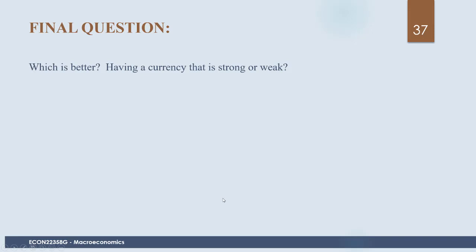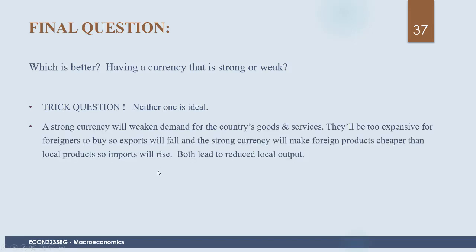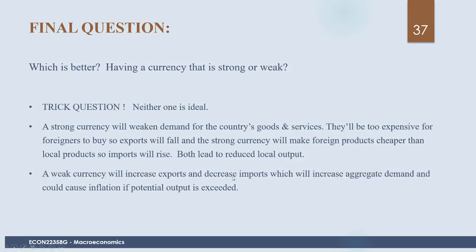So final question, which is better, having a currency that is strong or weak? Well, it's kind of a trick question. Neither one is ideal. It depends. A strong currency will weaken demand for a country's goods and services, so it will be negative to our export industry, because people in other countries would have to give up more of their currency to get ours, and so things become more expensive. A strong currency will tend to negatively impact the export sector. A weak currency, on the other hand, will increase exports and decrease imports, which will increase aggregate demand overall.